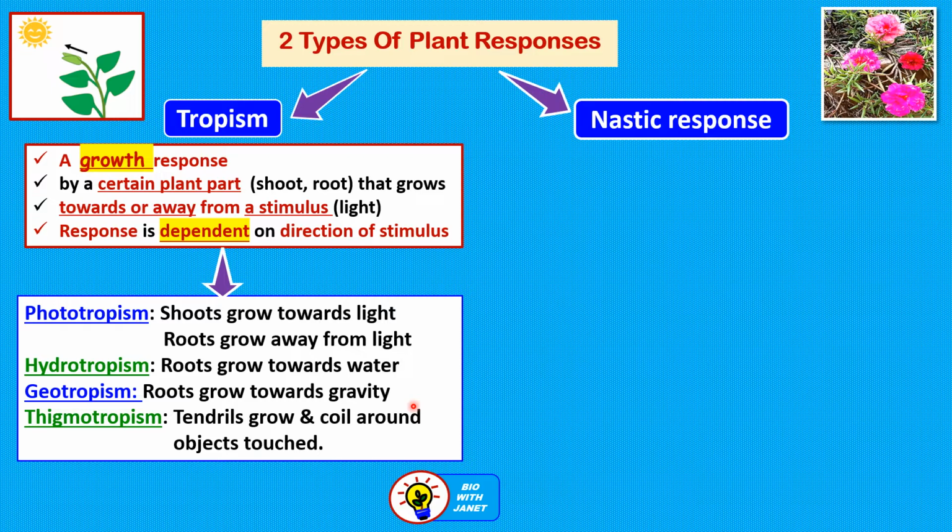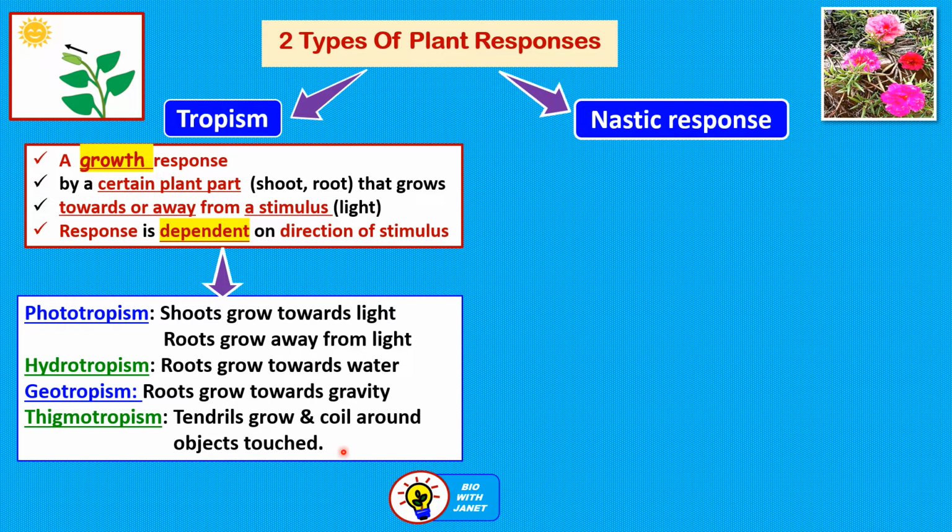Roots will grow in the direction of gravity, right? The same as the direction of gravity. So they grow downwards. In thigmotropism, the stimulus is touch. Tendrils grow and coil around objects that they touch.